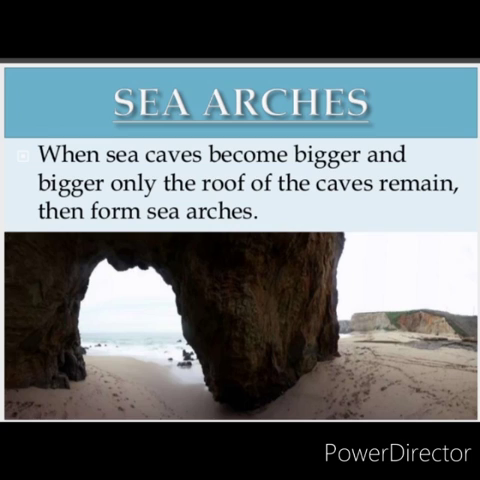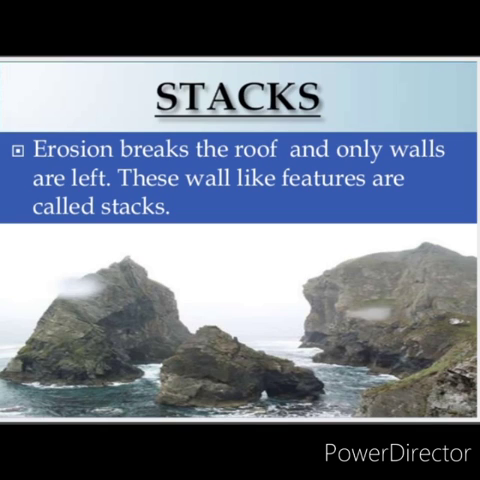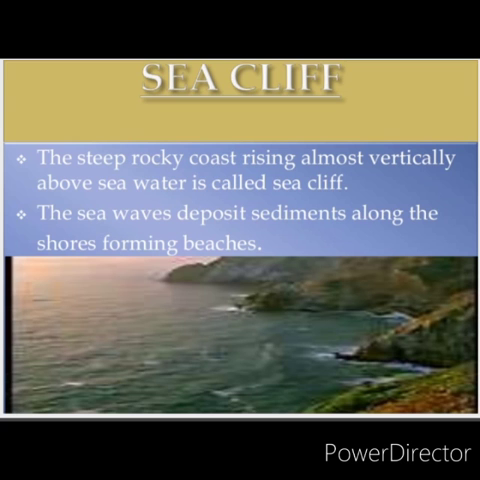Sea arches. When sea caves become bigger and bigger, only the roof of the caves remains, then forms sea arches. Stacks. Erosion breaks the roof and only walls are left. These wall-like features are called stacks. Sea cliff. The steep rocky coast rising almost vertically above sea level is called sea cliff. The sea waves deposit sediments along the shores, forming beaches.